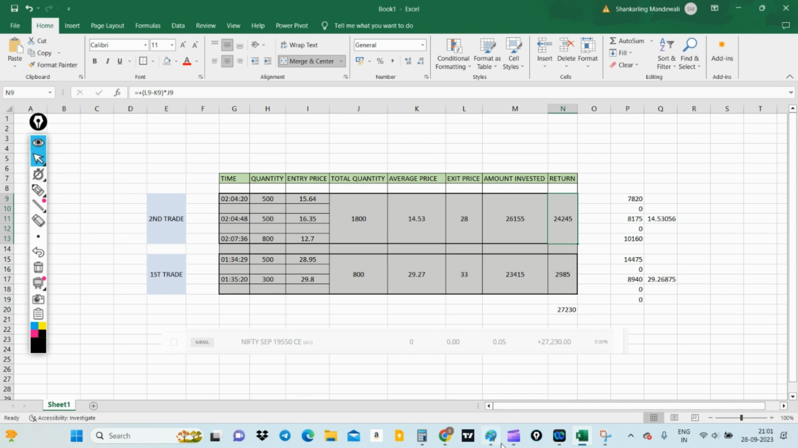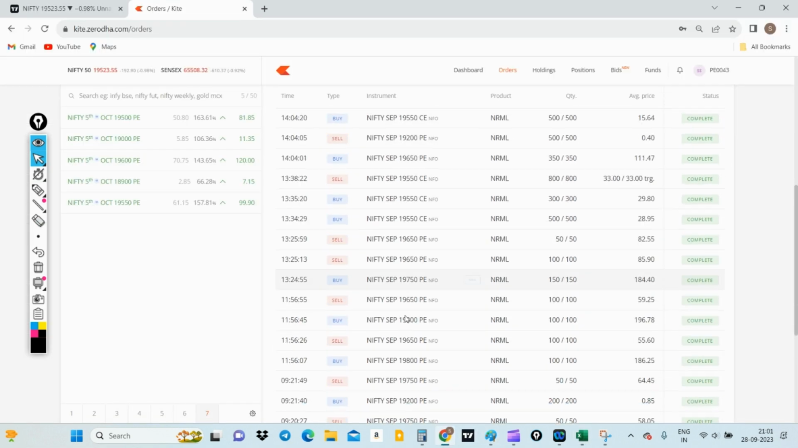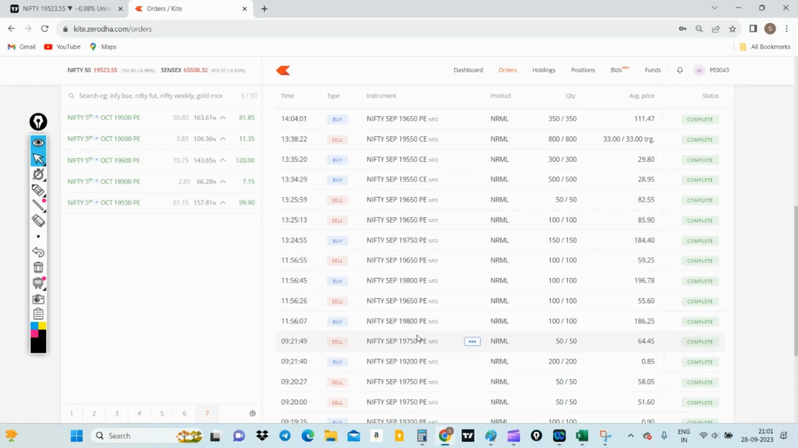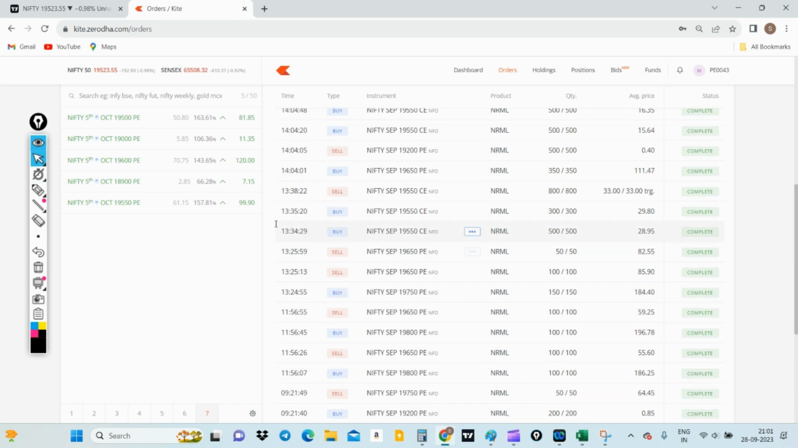Before this, I had made an entry in a similar call. If you see over here, at 134 and 135 I had bought 500 quantities and again 300 quantities. Overall, I made an entry at 29 and another at 29.80 as a price, and overall I exited from this trade at around 33 rupees.